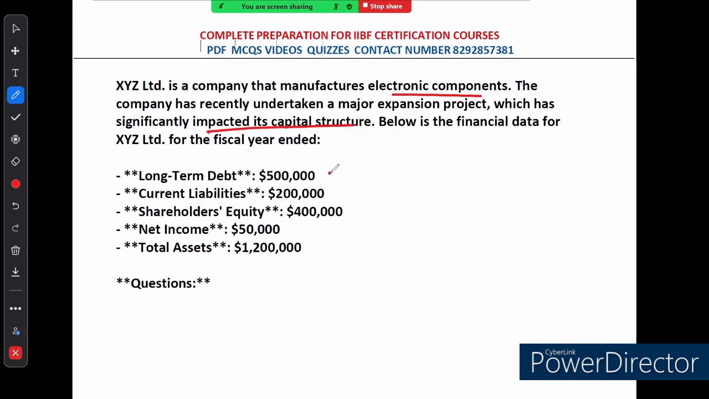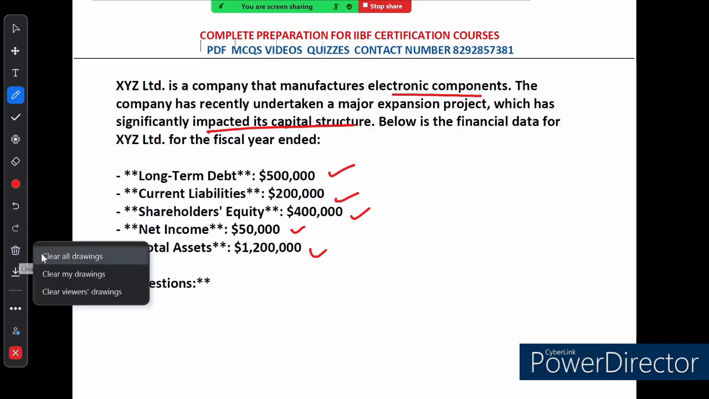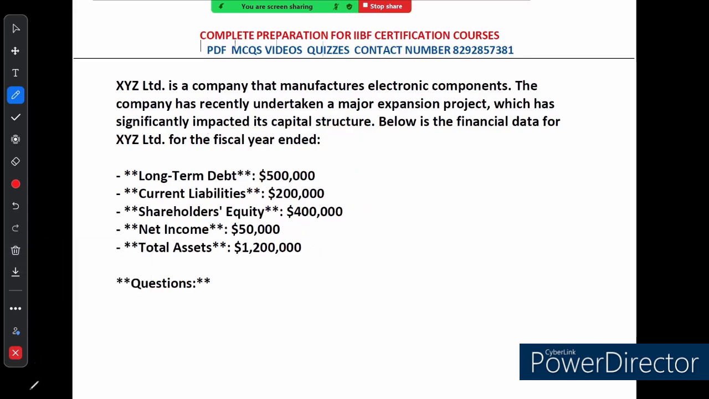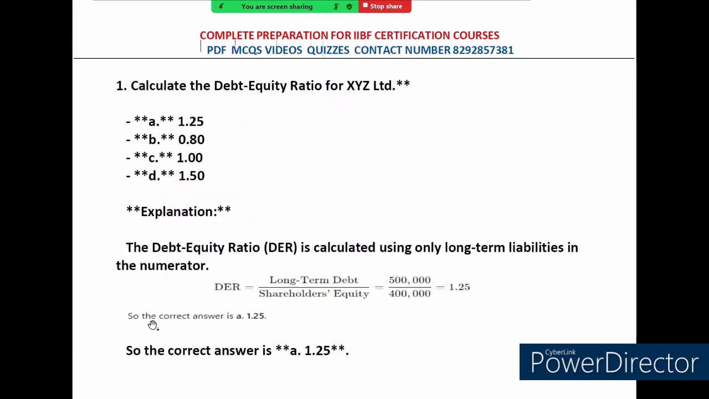The first is long term debt, $5 lakh. The next is current liability, $2 lakh. Shareholder equity, $4 lakh. Net income, $50,000. And total asset, $12 lakh. Now the question asks us to calculate the debt equity ratio, that is called DER. And options have been given. There are 4 options. Okay, so now which one is it?